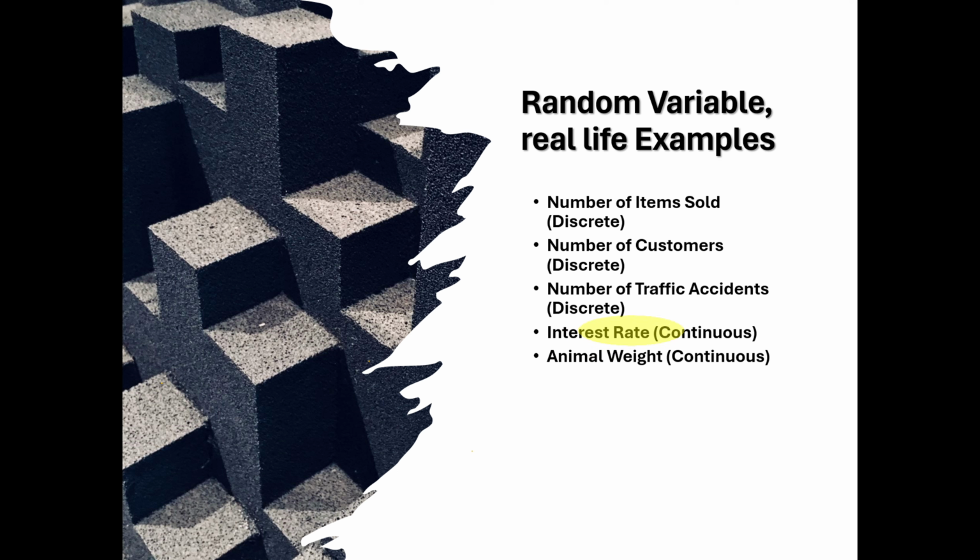Now, when we are talking about continuous, interest rate is continuous. It will change. In May it will be different. In July it will be different. Human weight, animal weight, your height, that's also continuous. So a random variable, real life examples are number of items sold, number of customers, number of traffic accidents, interest rate, animal weight.